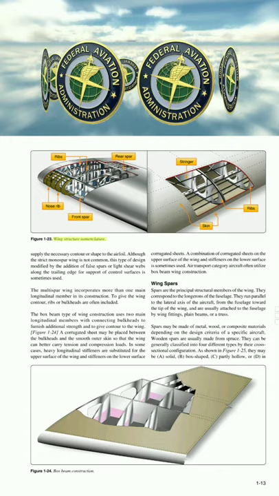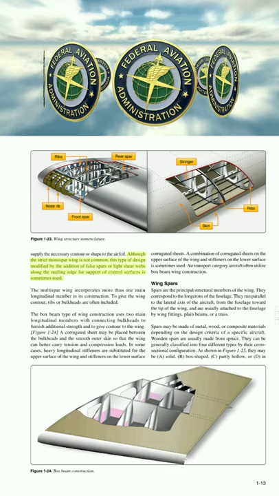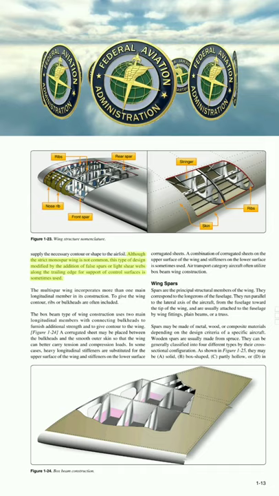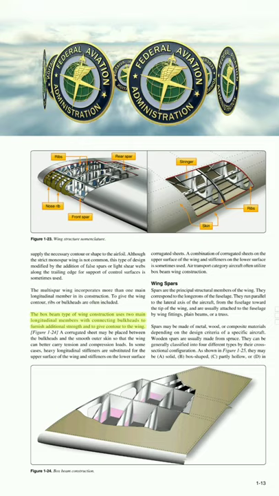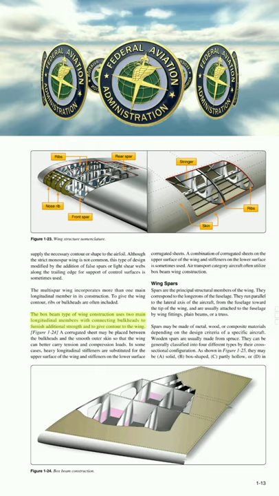Although the strict monospar wing is not common, this type of design modified by the addition of false spars or light shear webs along the trailing edge for support of control surfaces is sometimes used. The multispar wing incorporates more than one main longitudinal member in its construction. To give the wing contour, ribs or bulkheads are often included. The box beam type of wing construction uses two main longitudinal members with connecting bulkheads to furnish additional strength and to give contour to the wing.